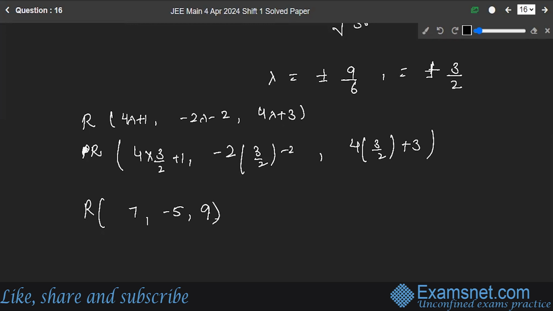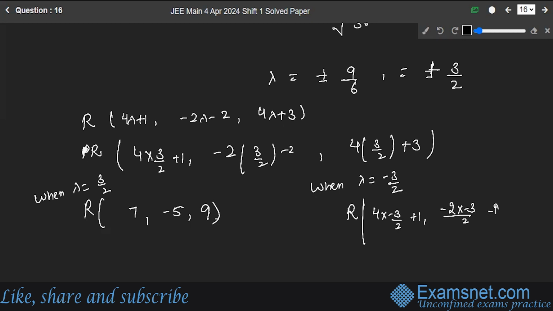This is when I'm taking lambda as positive, when lambda is equal to 3 by 2. And when lambda is equal to minus 3 by 2, then what will be the value of R? It will be given by, all of this will be in the minus then. This will be 4 into minus 3 by 2 plus 1, minus 2 into minus 3 by 2 minus 2.